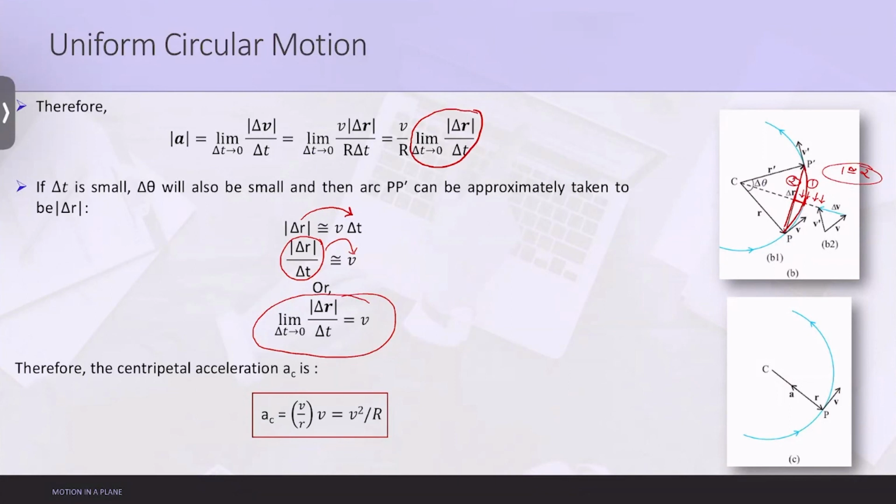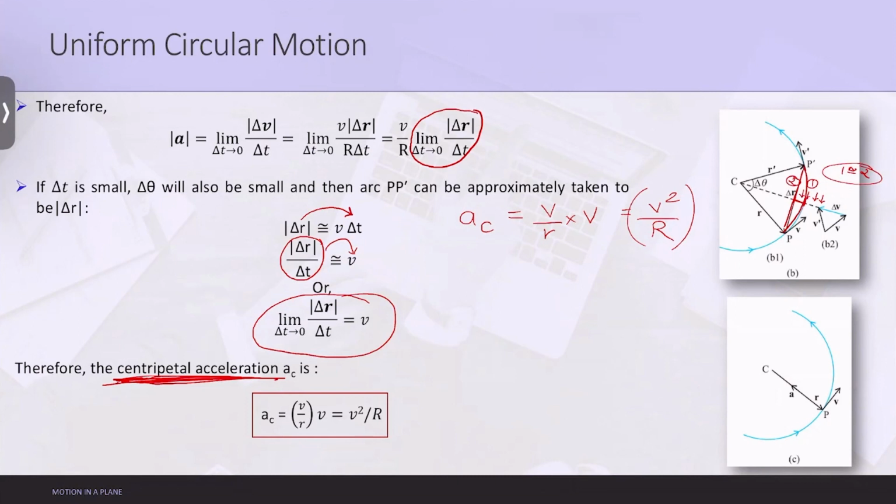Okay. Therefore, a new term has been written here: centripetal acceleration. Centripetal is basically a term used to say that anything is towards the center. So this acceleration is called a centripetal acceleration, and the magnitude of this acceleration is V by R into V, which is equal to V square by R. That is how you can conclude this complete discussion regarding the magnitude and direction of your acceleration.